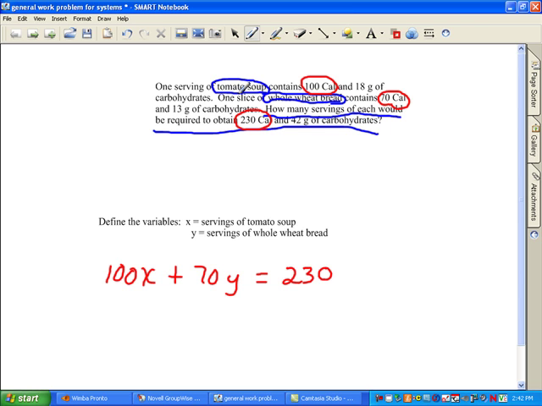So now we look through the problem and let's see what else it talks about. Looks like it talks about carbohydrates. So let's see if we have a total for carbohydrates. And we do.